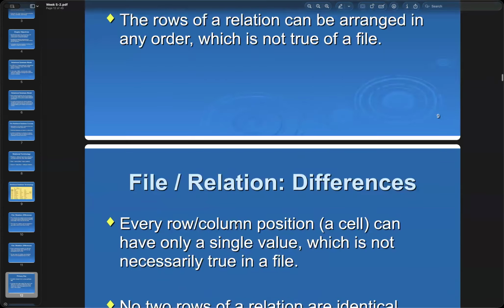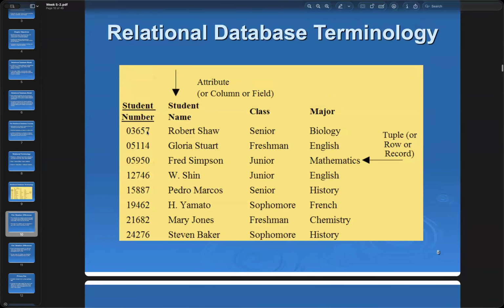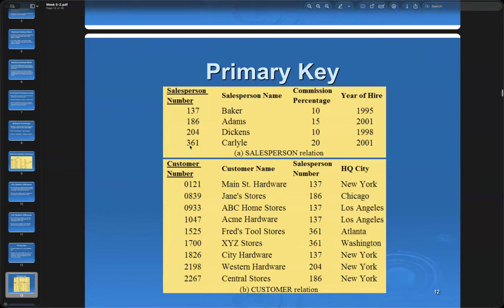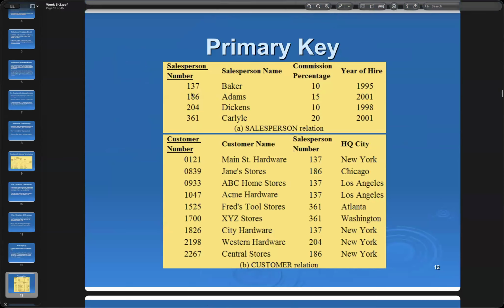Let's say we have the student number. Make sure all the student numbers are unique. And there's one more thing: it must be not null. That means you should have a value, and it should be unique. That's the meaning of a primary key. For example, the salesperson number. The name may be duplicated, the commission percent can be the same, like 10 and 10, or the year of hire, like 2020 and 2001.